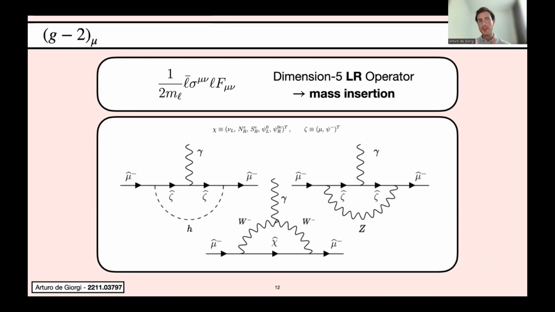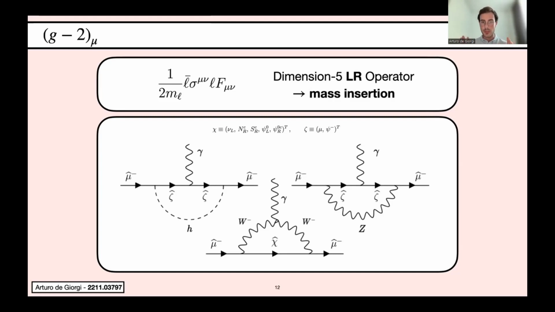The g-2 is about computing the correction to this dimension-5 left-right operator. The fact that it's left-right is really important because in the standard model, the contribution to such an operator must always be proportional to the Yukawas. The reason is that we need to flip the chirality of our lepton, so the only object that we have is a Yukawa, so we are suppressing light particles with extra powers of the mass. And this is what makes contributions to the g-2 generically small.